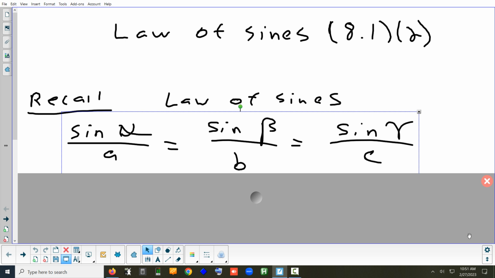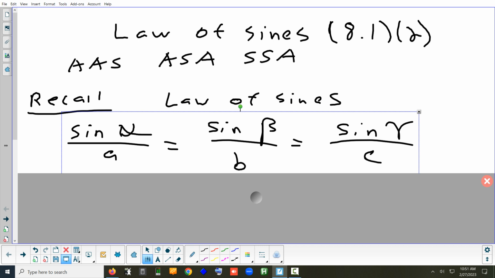So there were three types of triangles that we could use law of sines for. If you know two angles and a side that's not between the angles. If you know two angles and a side that is between the angles. Or if you know two sides and the angle not between the sides. Those are the three types. This is the type that we're going to focus on today because that's the one where you could end up with one solution to the problem like we did last time, two solutions, or no solutions.